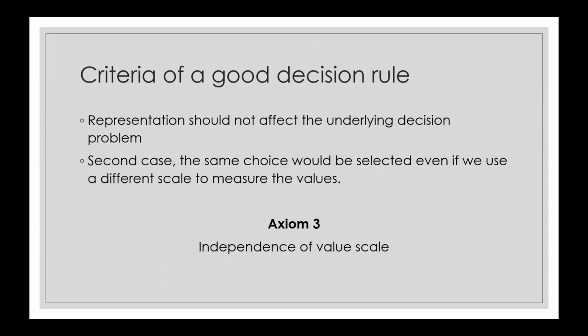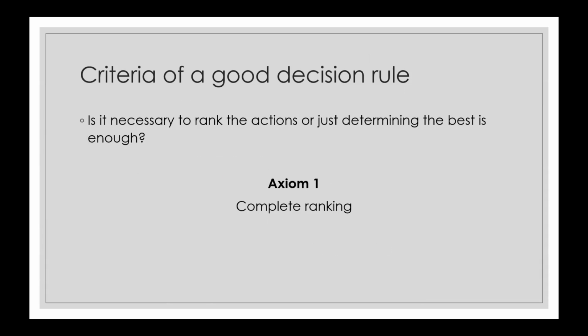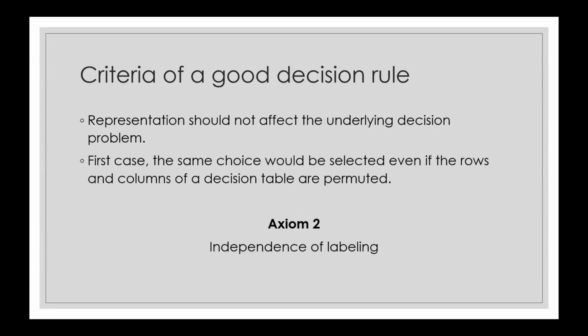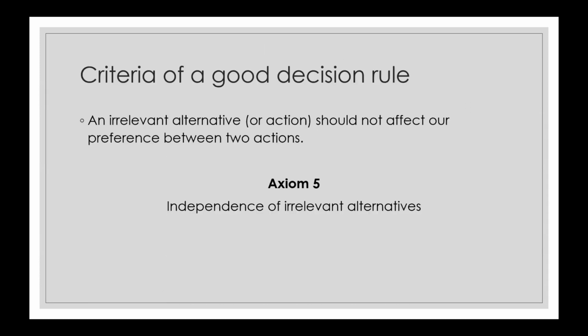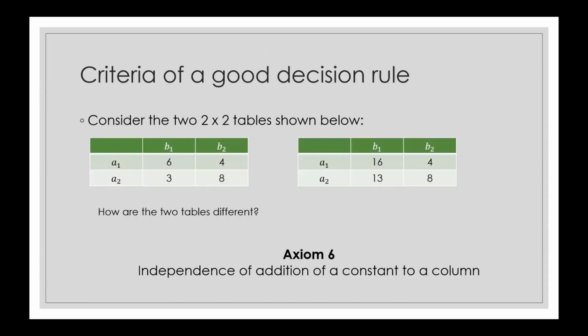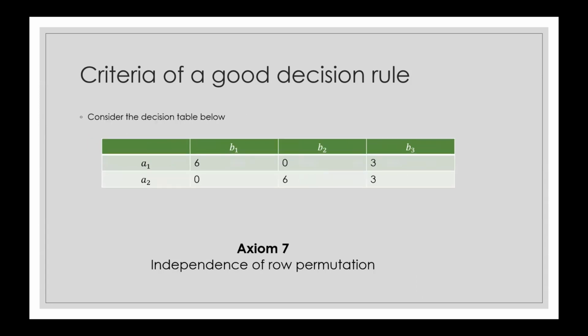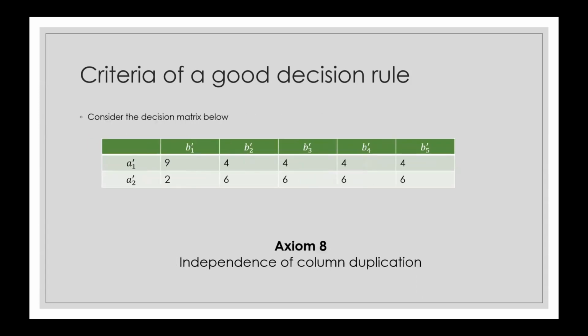So put that in your heart. You should memorize them. When you wake up in the morning and someone asks what are the 8 axioms, or criteria of a good decision rule, you can say this automatically: ranking, labeling, value scale, strong domination, independence of irrelevant alternatives, independence of addition of constants to a column, independence of row permutation, and independence of column duplication.